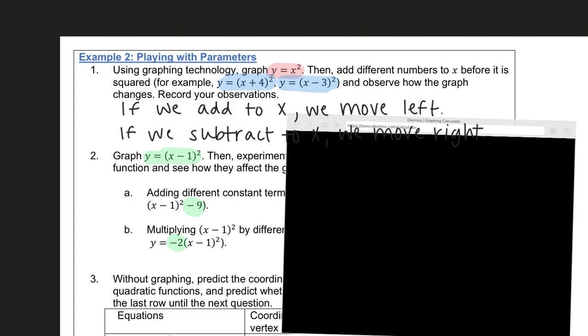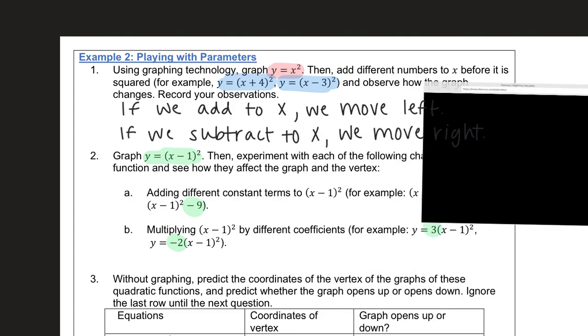If I add 5 to that, you can see we have now moved up 5 units. If I subtract 9, we have moved down 9 units. Okay, so that number is still going to be that vertical shift that we talked about. If we are adding, we move up. If we are subtracting, we go down. So let's go ahead and write that down. Adding, we move up.